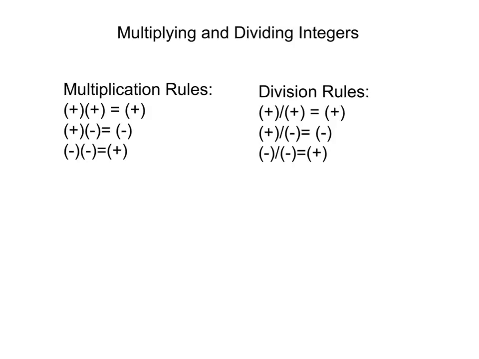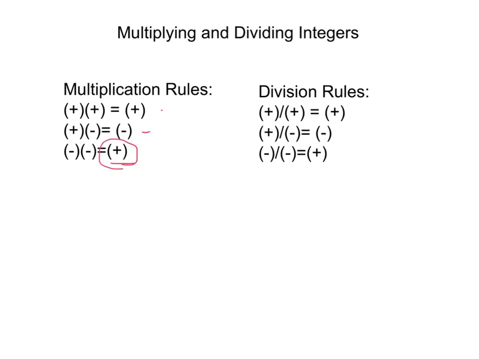So this video is about multiplying and dividing integers. We have some basic rules we need to follow when we're multiplying or dividing integers. With multiplication, our rules are a positive times a positive will always yield a positive answer. A positive times a negative will give you a negative answer. And a negative times a negative will give you a positive answer.